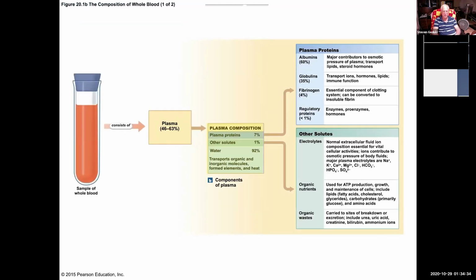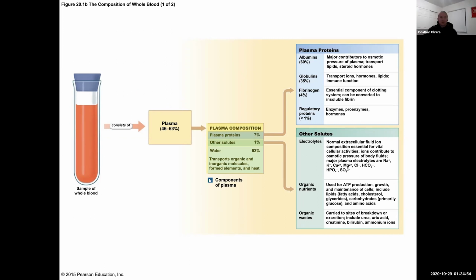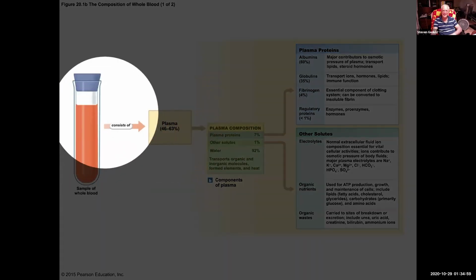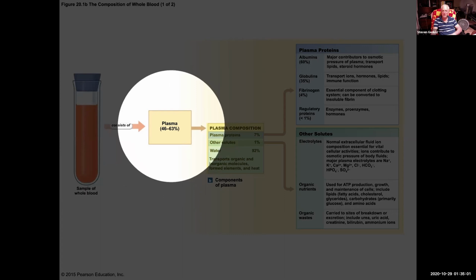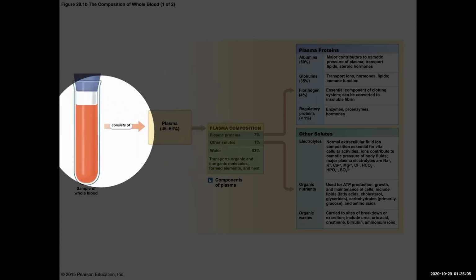So here's your sample of whole blood. Let me see if I can get my clicker to work here. There we go. Everybody see a little red dot? Kind of hard to see. Yeah, it's super small. Everybody can see this one, right? Everybody see the white circle? Yeah. All right, cool. At least this part's working on the computer.